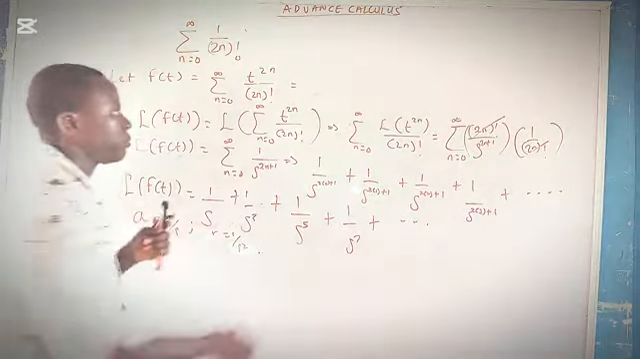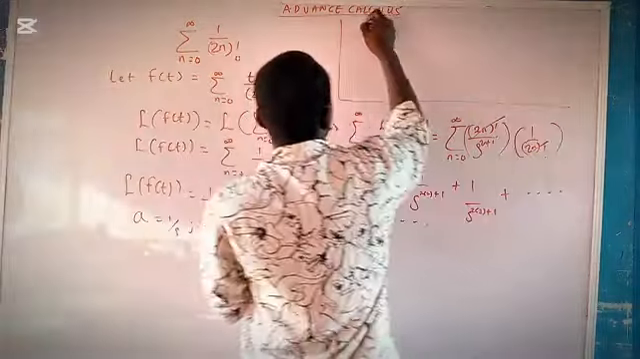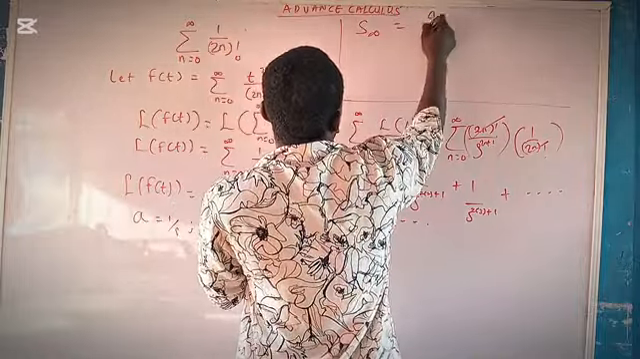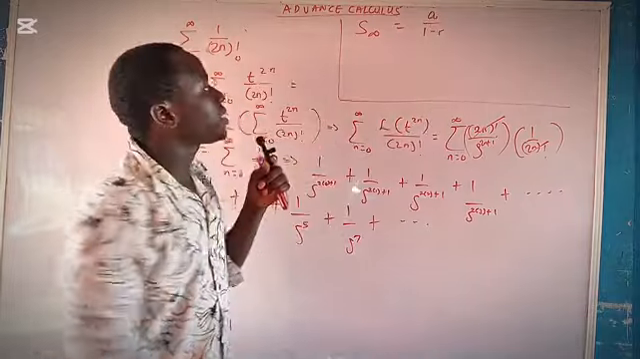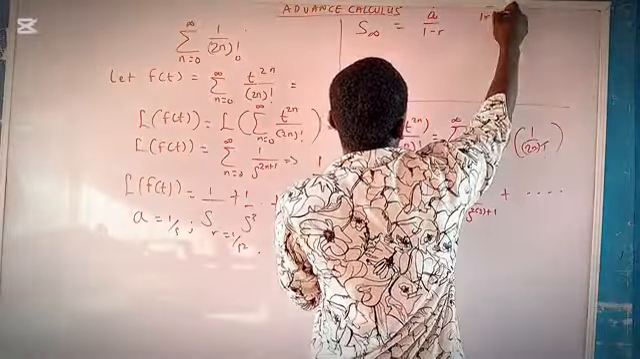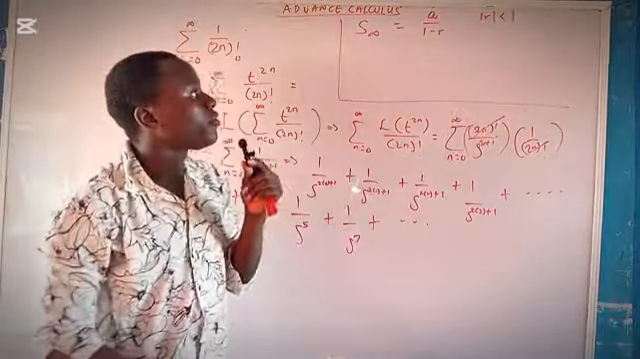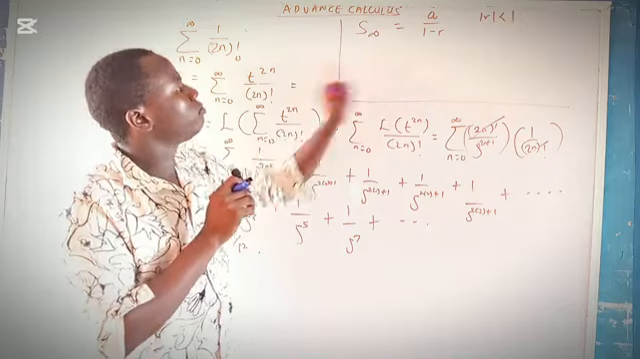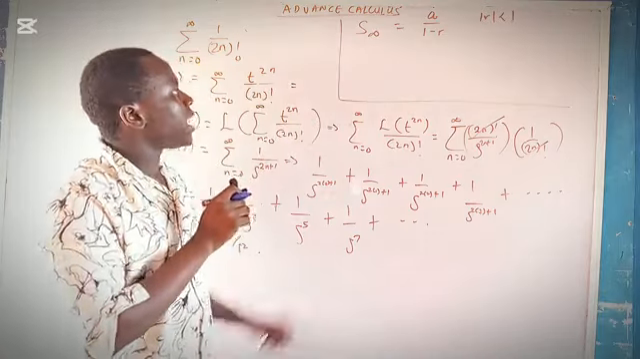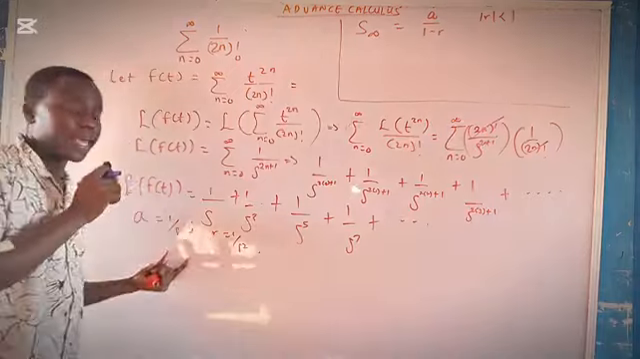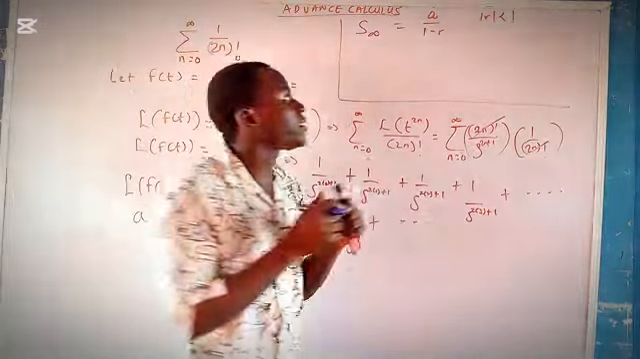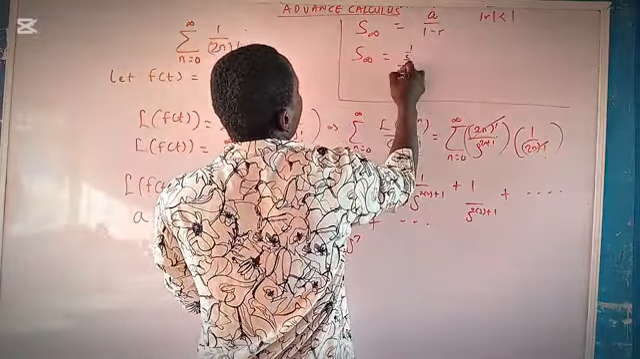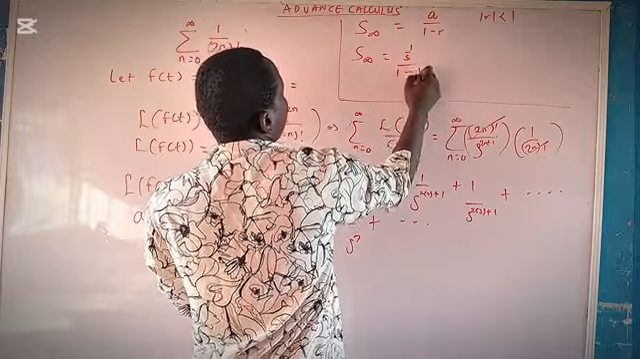But remember this. We know that the sum to infinity is the same thing as a over 1 minus r. Okay, so in this case, your r is less than 1. So whenever the absolute value of r is less than 1, we can actually make use of this. Do you get what I'm saying now? So what do we have now? Yeah, our a, which is the first term, is 1 over s. Then the common ratio is 1 over s squared. So we have the sum to infinity, which is a over 1 minus r: 1 over s over 1 minus 1 over s squared.